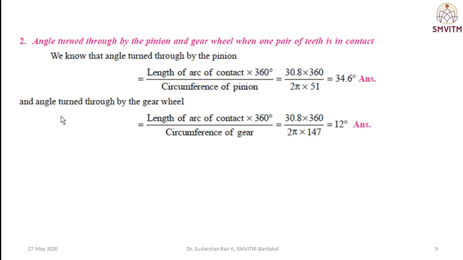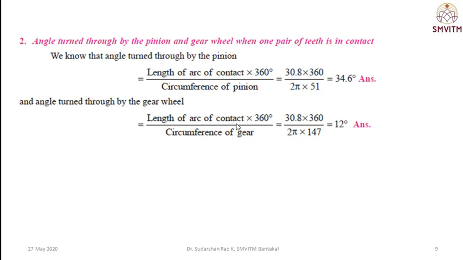Then similarly, the angle turned by the wheel when one pair of teeth is in contact is the length of arc of contact times 360 divided by the circumference of the gear. Gear circumference is 2 pi into radius. The radius is 147, and that gives 12 degrees. That is the second point of the second question.